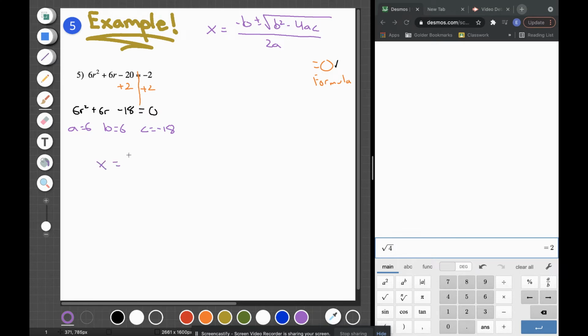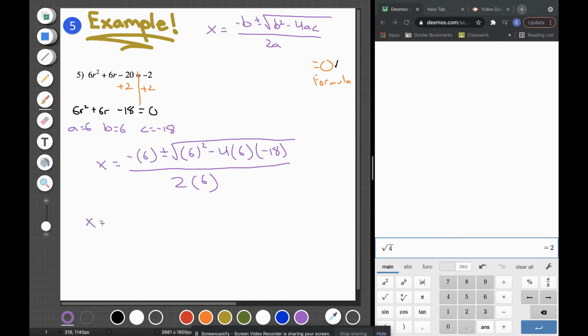x equals -b, so -6, plus or minus the square root of 6 squared minus 4 times 6, a lot of 6's here, times -18, all over 2 times 6. Okay, now I'm going to simplify. That's all I got left. So -6 is just a -6. So we'll have x equals -6, plus or minus the square root. I'm going to leave that because I'm going to do everything else.